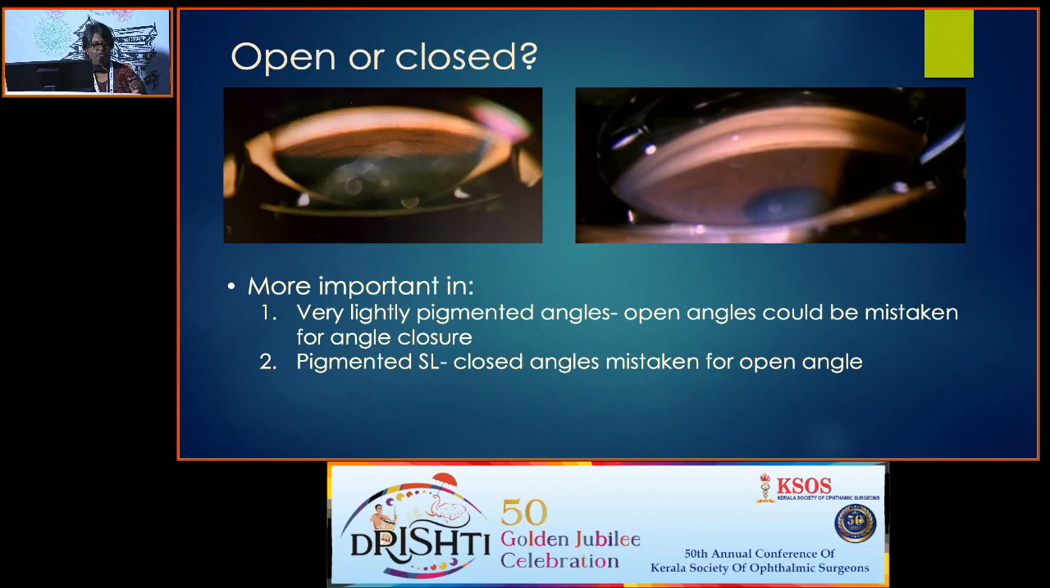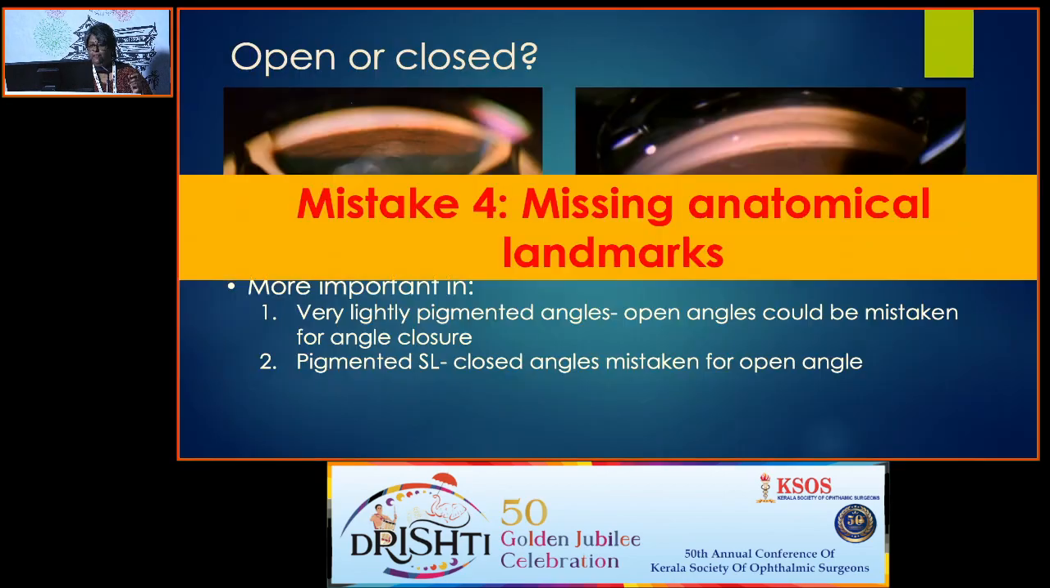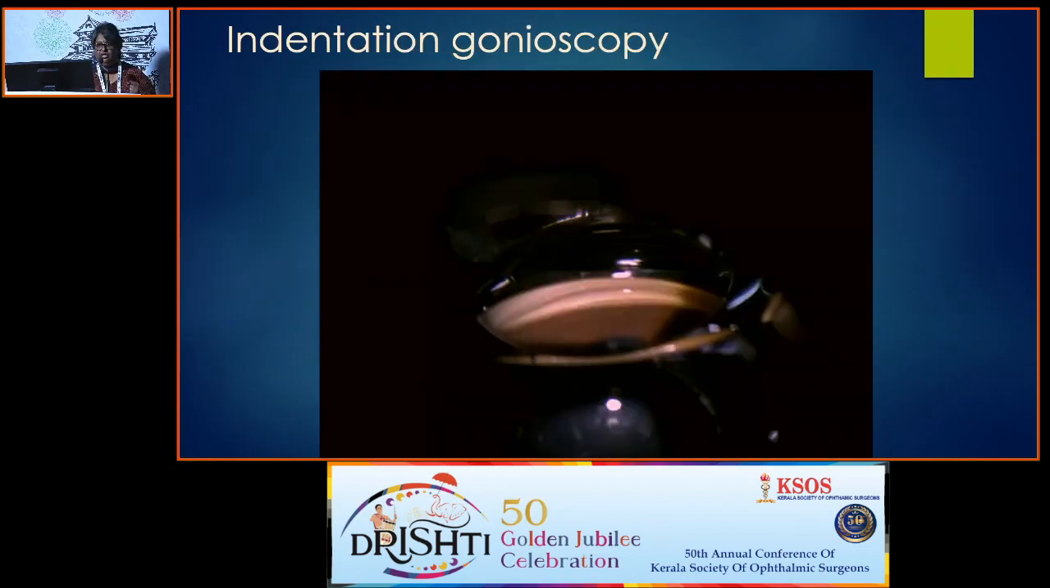And why is this important? Because in an open or closed angle, it is important because very lightly pigmented open angles might appear as a closed angle, because you are not able to identify the trabecular meshwork and you think it is a closed angle. In very pigmented angles, even Schwalbe's line is so pigmented that you might mistake it for the trabecular meshwork. So missing the anatomical landmarks is the fourth mistake that you can make.